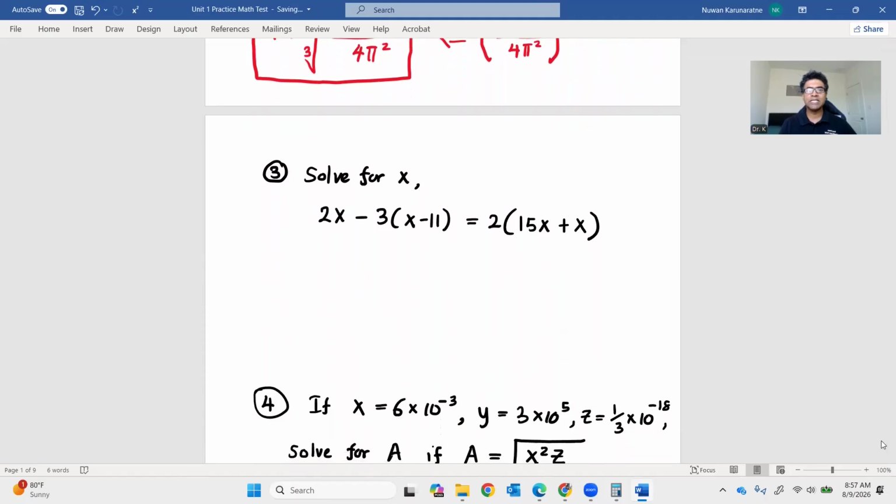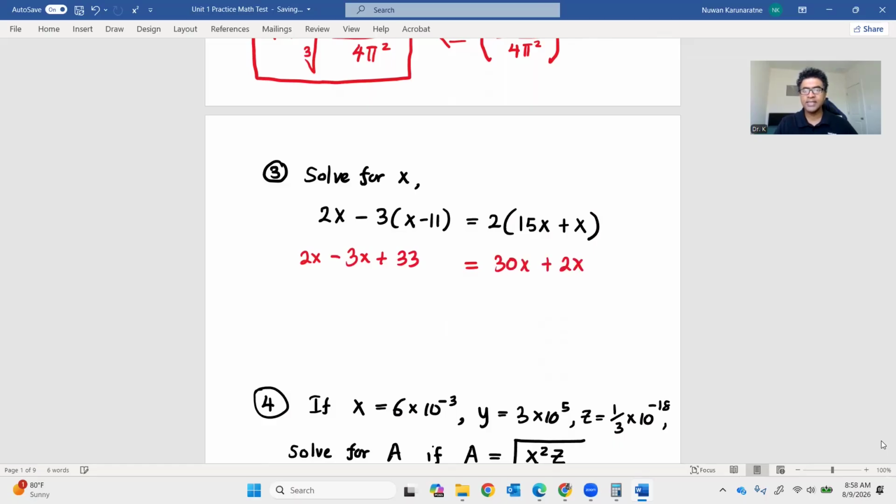I have a simple linear equation in x and I need to solve for x. Okay, this should be very straightforward. You can see there are parentheses. So I'm going to distribute the 3 inside the parentheses and the 2 inside that parenthesis. So 2x, that's the first term on the left-hand side. The second term, there's a 3, and I'm going to distribute that inside the parentheses. Minus 3x and plus 33 equals, on the other side of the equation, 2 times the parentheses, so I'm going to distribute the 2, 30x plus 2x.